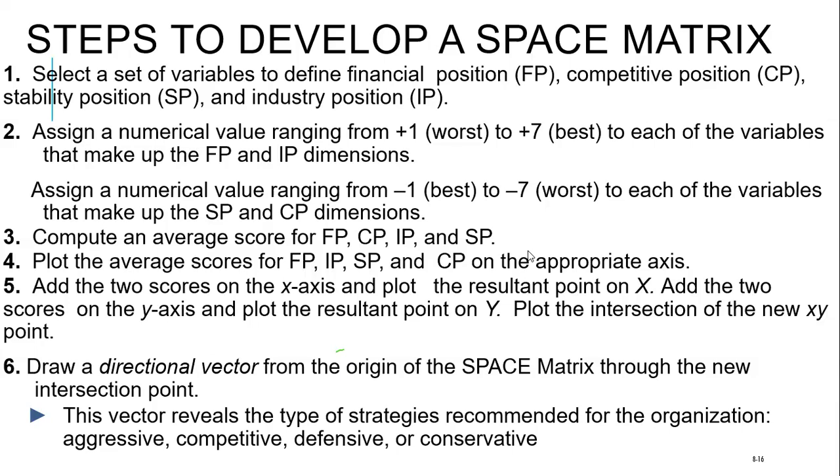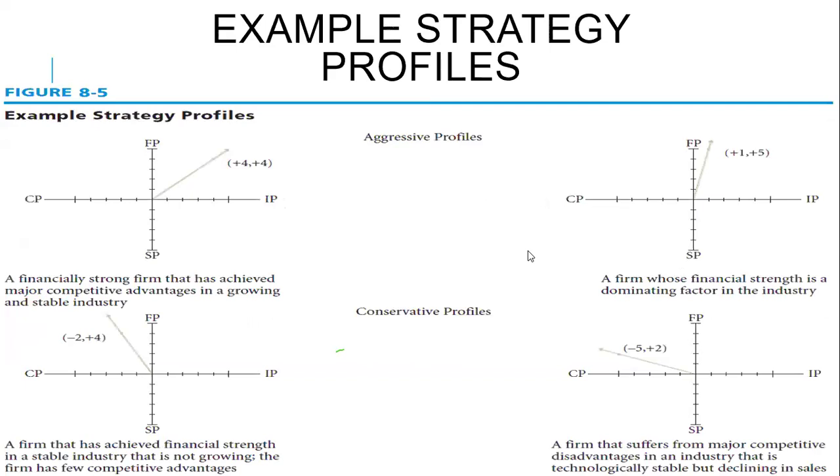And the point I'm making is that depending on the ratings that will be conducted for industry position, financial position, stability position, and competitive position, you will end up having graphs like this. And any quadrant that you fall within, as far as the plotting of the coordinates is concerned, will also recommend whether you are supposed to use integrative strategies, aggressive strategies, defensive strategies, or diversification strategies, right?